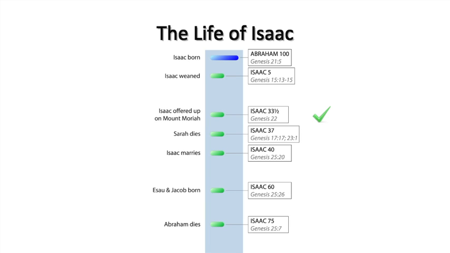As the ram was offered instead of Isaac, so the Ram of God, Jesus, was offered up in our place as our substitute. The timing of this event is not given, but this is an inference based on the fact that the typology is so exact in other ways, such as its location. And in these exact ways it pointed to the fulfillment in Christ. So I think it's very feasible that he was also the same age. Isaac was the same age as Jesus when he was offered up on Mount Moriah.